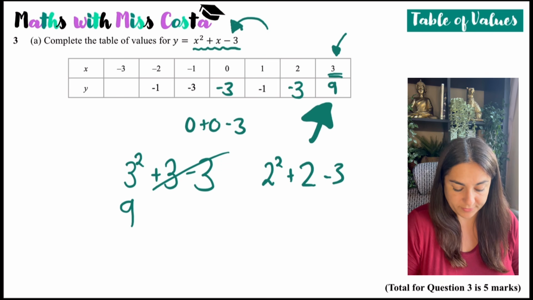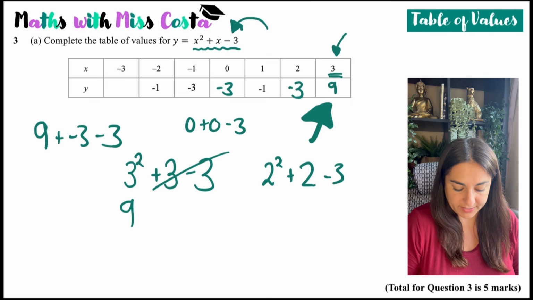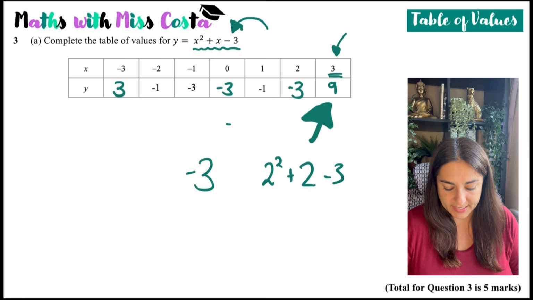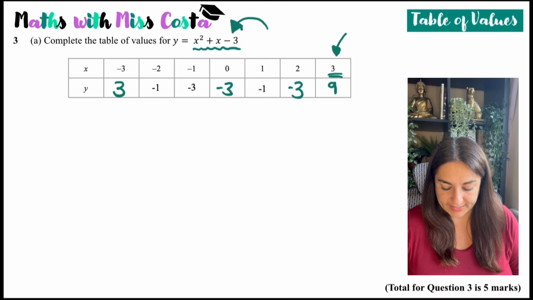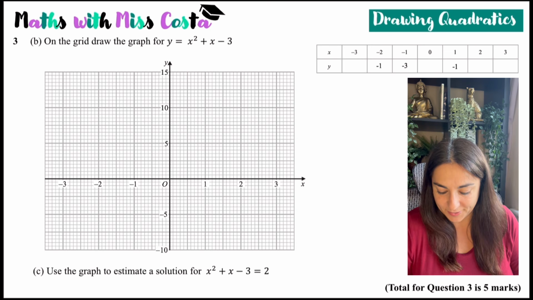And then we've got negative 3. Anything negative squared is going to be positive, so that's going to be 9 plus minus 3 minus 3, which would become 9 minus 6, which is positive 3. So that's how we'd fill out our table of values. And I'm just going to fill these in for the next page.